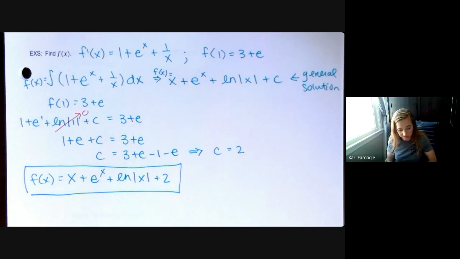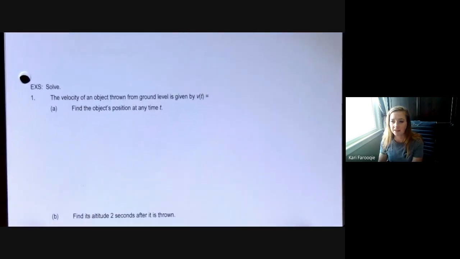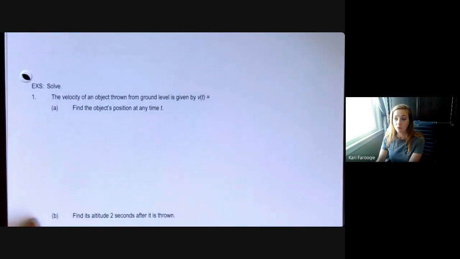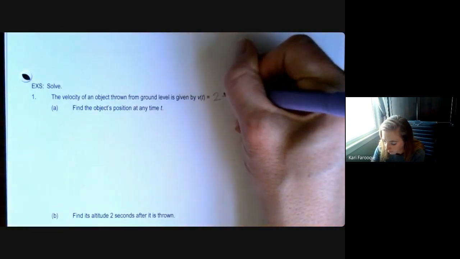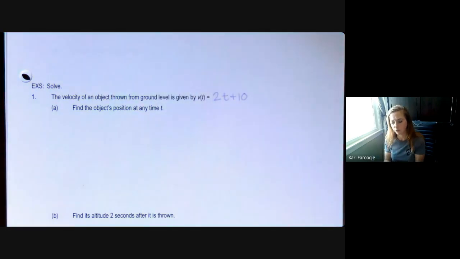We're going to use this idea now to solve a couple of application problems. I have parts A and B for 2 examples, and then we'll be done. It'll be like nothing happened at all. It'll be over in no time. All right, the first one is the velocity of an object thrown from ground level is given by v of t is equal to 2t plus 10. Oh, I forgot, this is the super light marker that should be used to just highlight things. Okay, 2t plus 10.